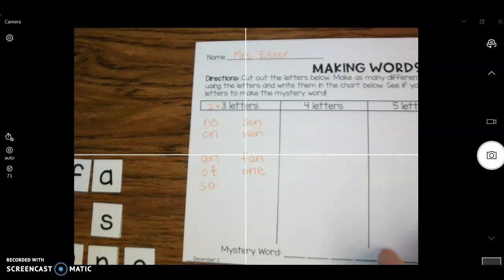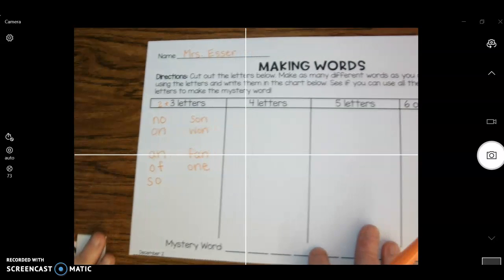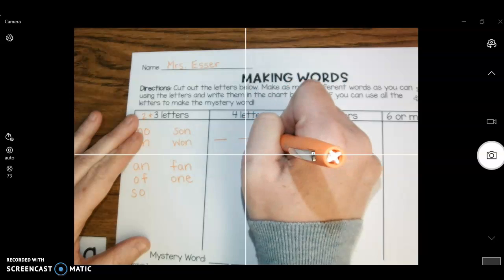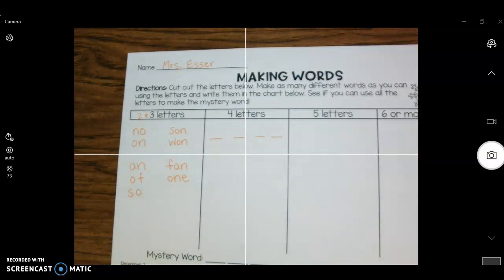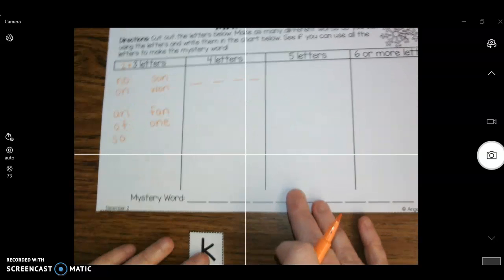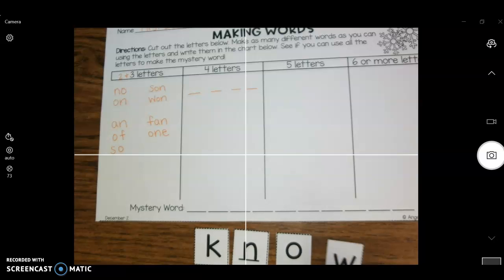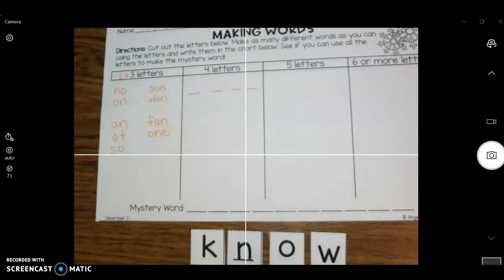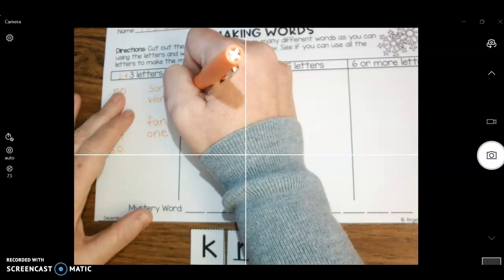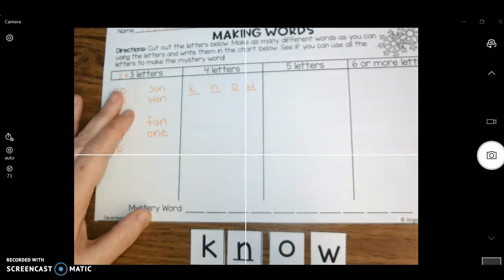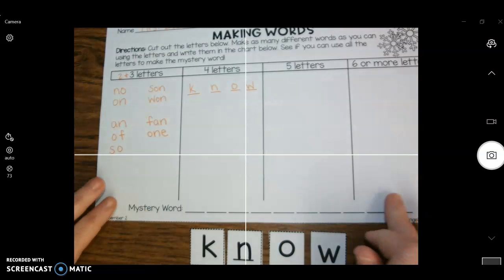Now, let's move into 4-letter words. I'm going to give you a couple little hints. I'm going to just draw 4 lines, and sometimes that might help you a little bit. The first one I see is know, like I know something, K-N-O-W. So I know how to do that. So we're going to write those. K-N-O-W.